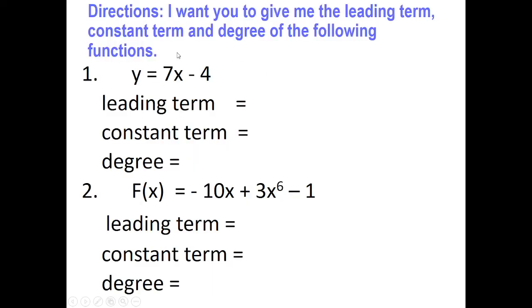Moving on. So, you try this also. This time, you give me the leading term, the constant term, and degree of the polynomial functions. I'll give you another 10 seconds.